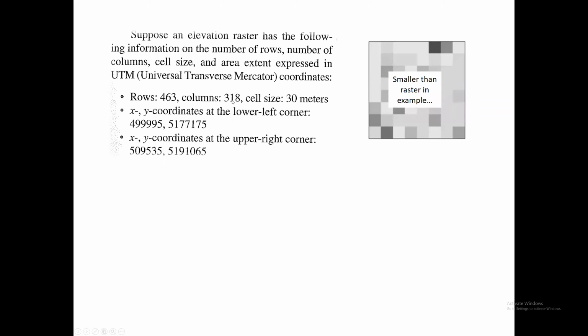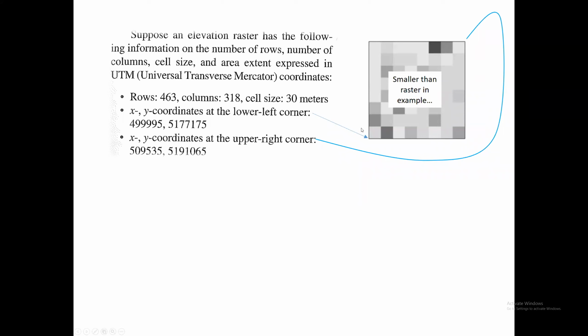And then 318 columns. And the cell size in this example is 30 meters. So that means each of these pixels is 30 meters by 30 meters, 30 meters on a side. And the lower left coordinate in this UTM example is going to be 4,99995 and then 5,177,175. And then the upper right corner is going to have these coordinates.